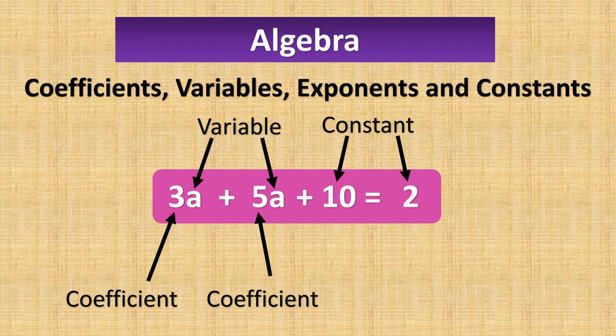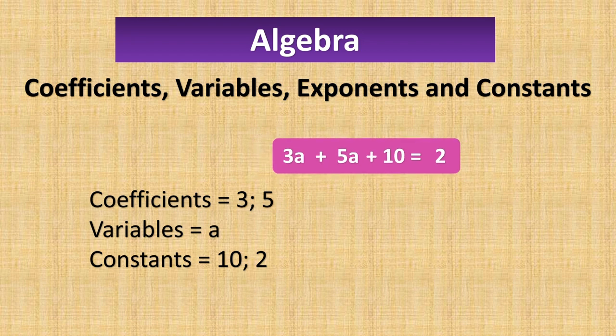So why are 10 and 2 constants, and why are they not coefficients? They are not coefficients because they are not right next to a letter. If 10 was right next to a letter, if it was 10a, then 10 would have been a coefficient. But since there is no letter right next to 10, 10 is a constant. And the same goes for 2. It is not right next to a letter, so it is not a coefficient, it is a constant. So in this equation, there are two coefficients, 3 and 5, one variable a, and two constants, 10 and 2.